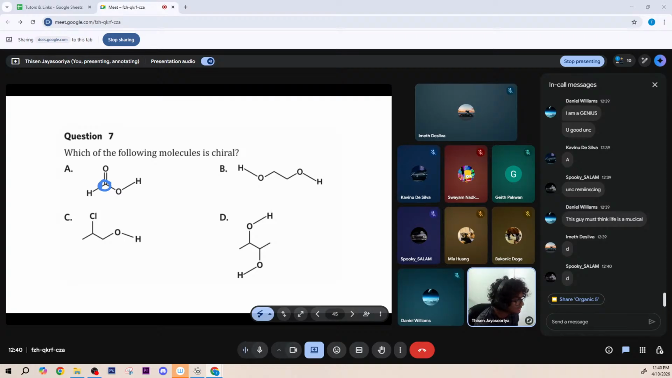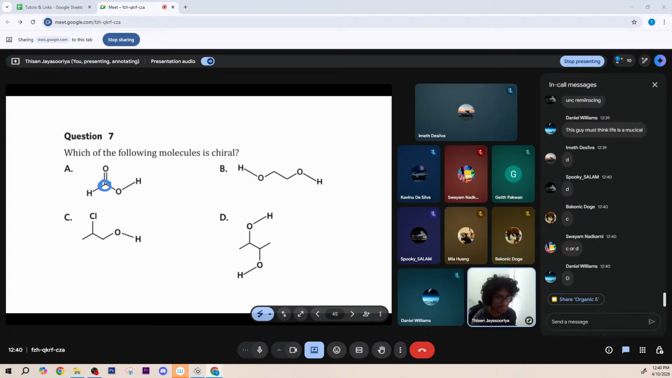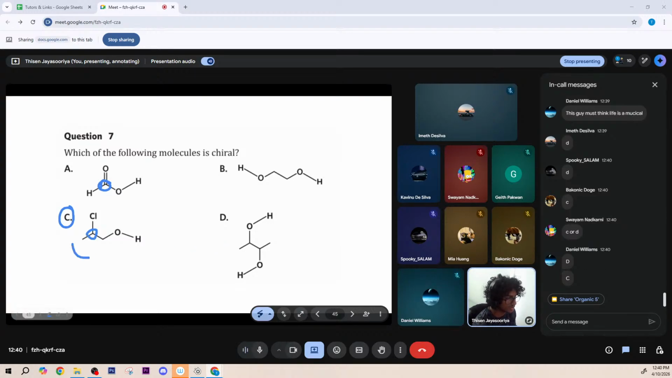So 2 people saying D. Anyone else? C. Anything else? So the answer here is C. This here is a chiral center, right? This molecule is chiral. This molecule over here has 2 chiral centers, but it also has an axis of symmetry, which means it's achiral.